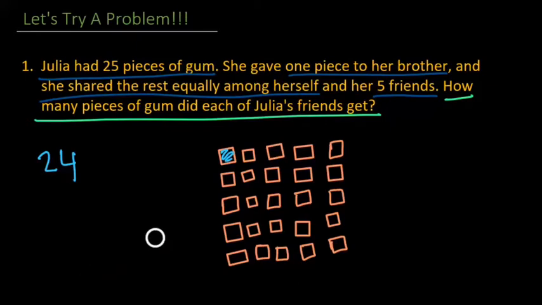So now, since we got that part done, we have to equally share these 24 pieces of gum between 6 people. And remember, 6 is the number of people that we're sharing it between, because Julia, which is one person, plus her 5 friends is equal to 6 people in total. So we have 6, and we divide 24 by 6 people.